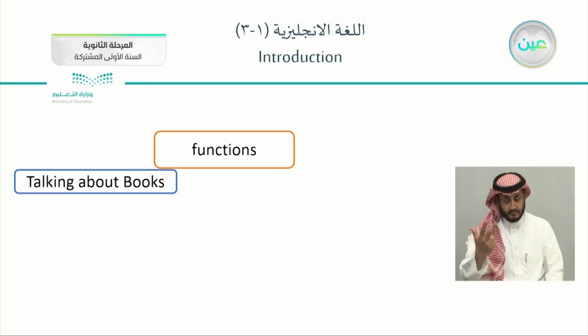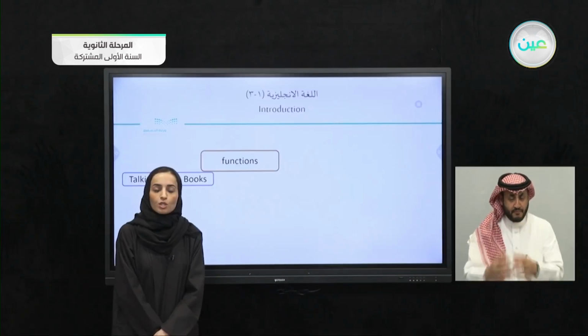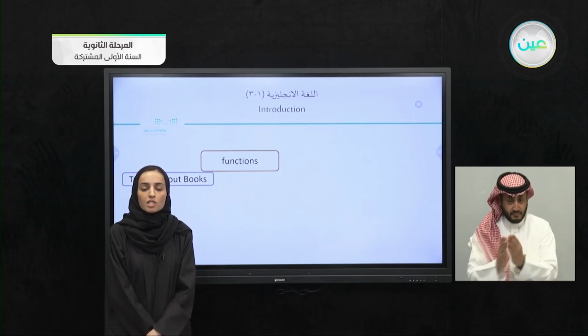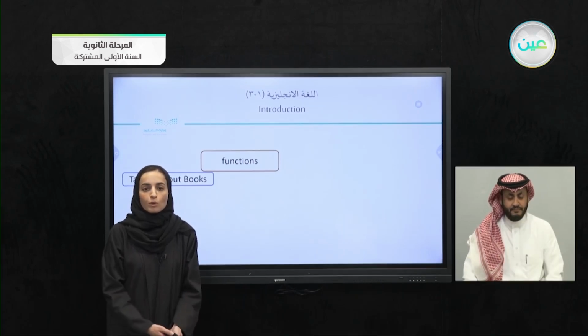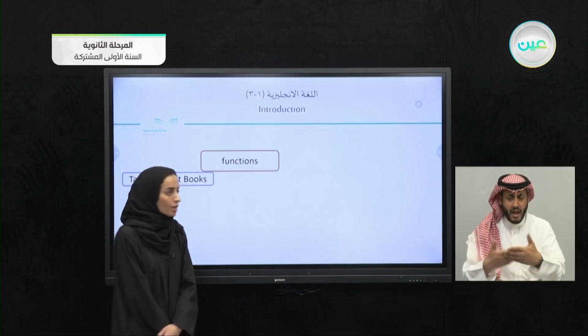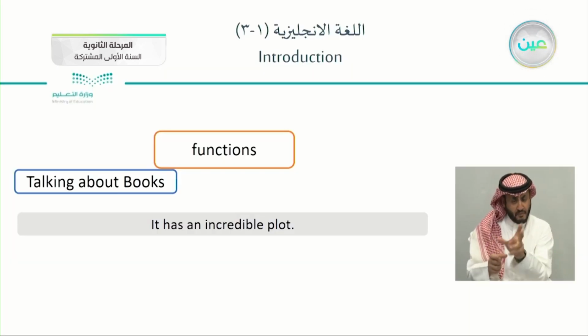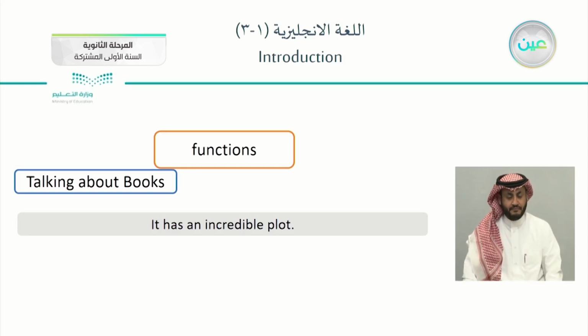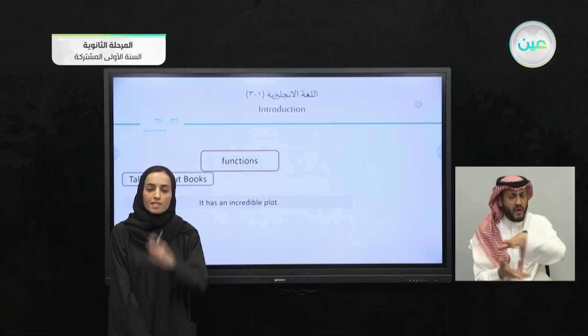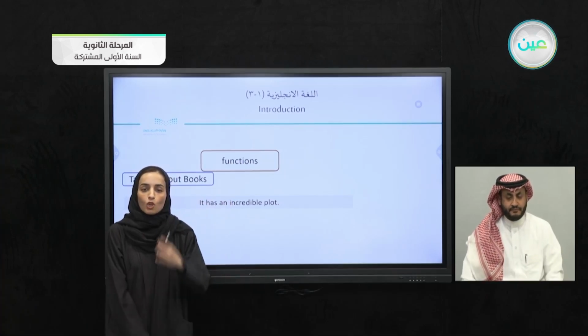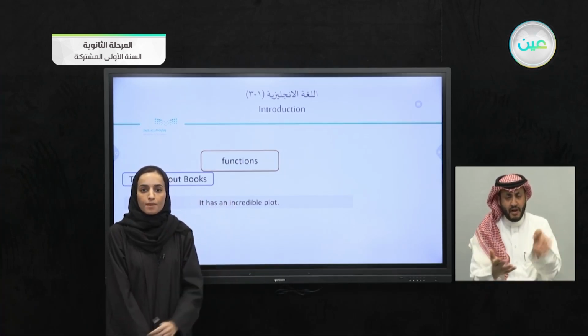We have spoken about talking about books. If you like reading books, you need this function, which is, if I want to speak about a book, what can I tell? What words can I use? You can say, it has an incredible plot. The plot is the whole story and the series of events, the organization of the events.